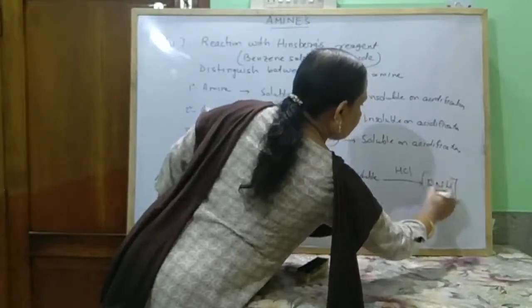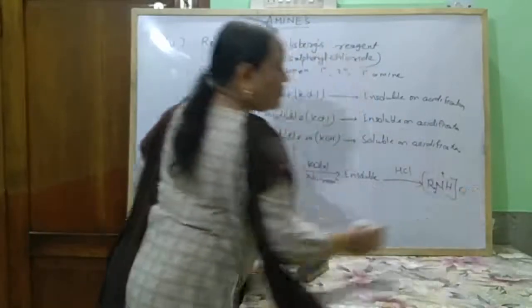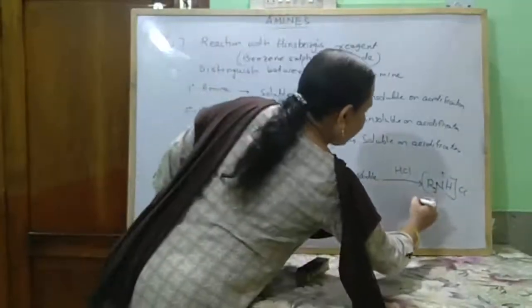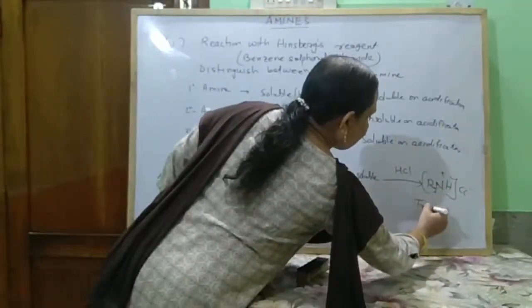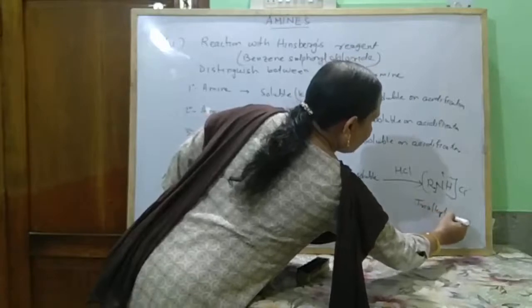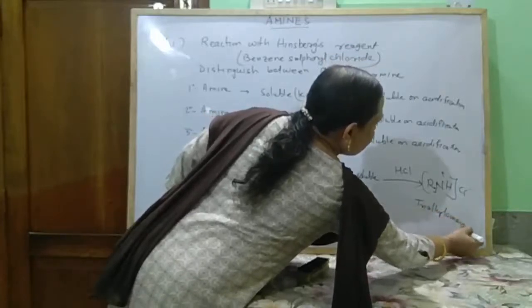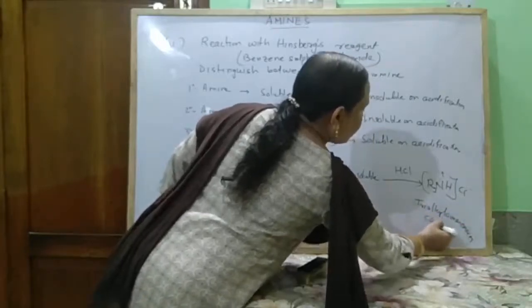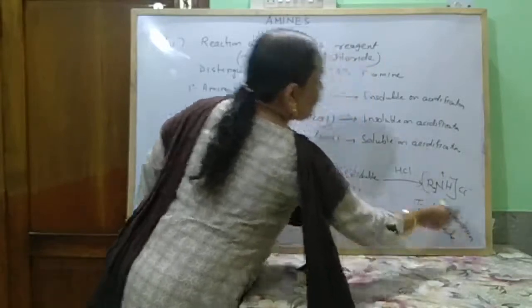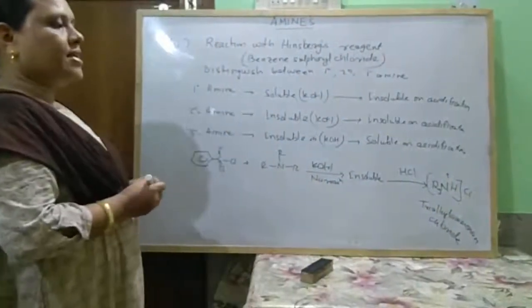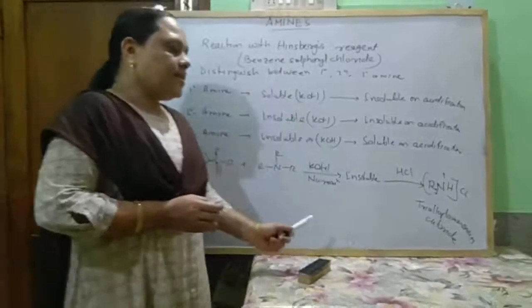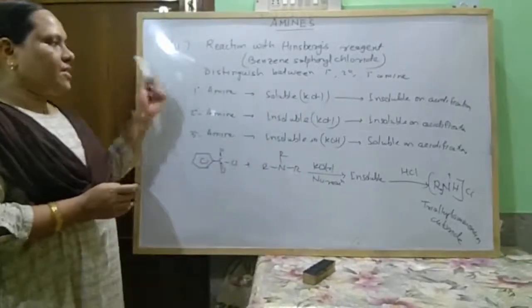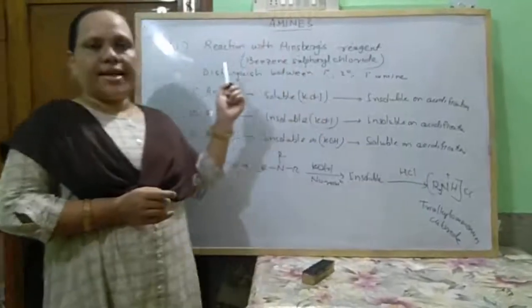R3NH+ Cl-, that is trialkyl ammonium chloride. So in this way, primary, secondary and tertiary amines react in different ways with benzene sulfonyl chloride.